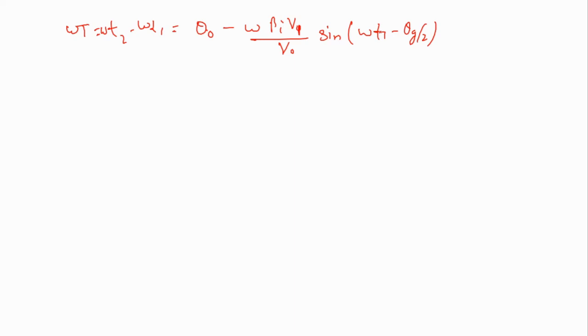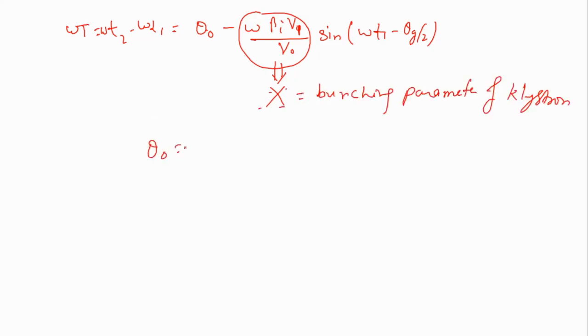One can take T naught also, but it should be plus. If you take omega T naught, it will be plus theta G by 2. Already we have seen this. So this factor is called X. This is nothing but the bunching parameter of the electron, and where theta naught is equal to omega L by V naught.